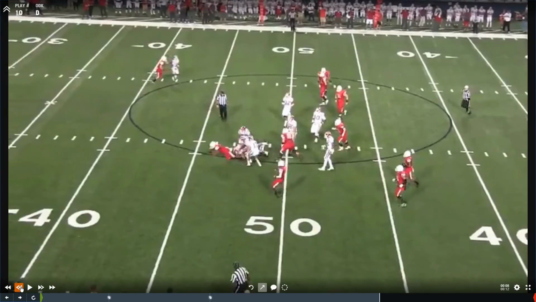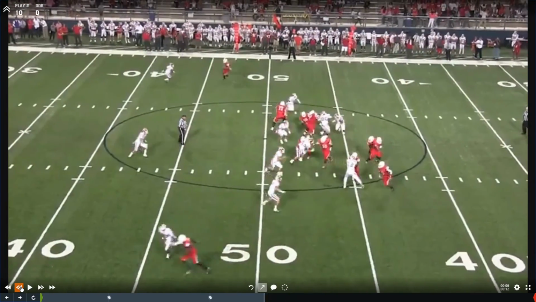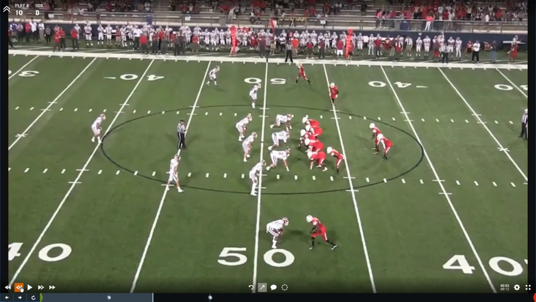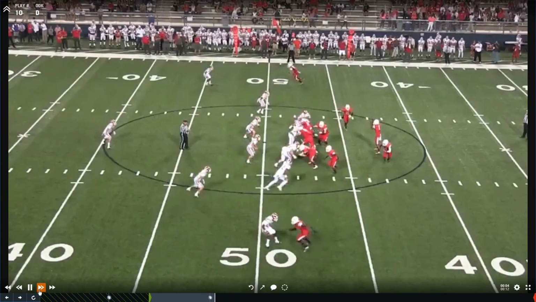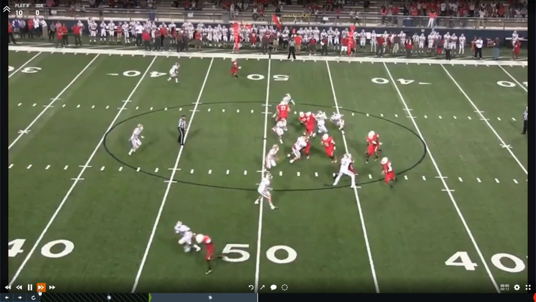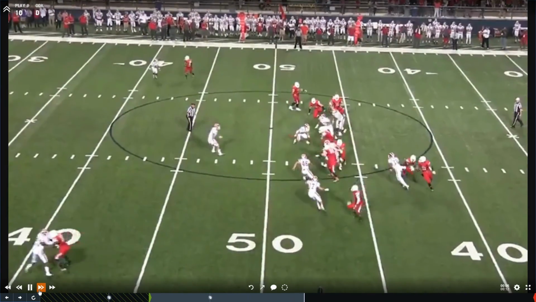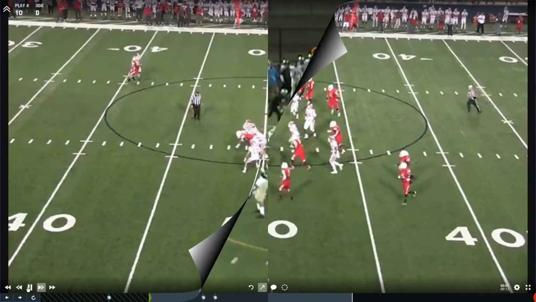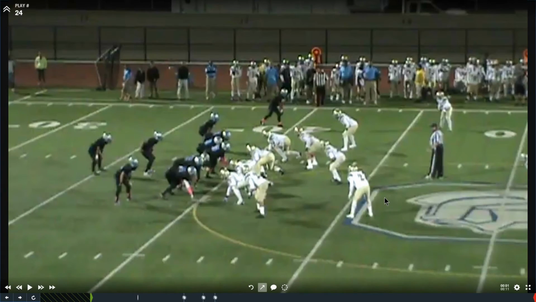Let's back up. Let's take it in slow motion. Okay, watch the block. It's below the waist. It's simultaneous with the snap. It's legal. This next play was sent in by a coach claiming that we had missed a block below the waist. So I want you to take a look at it.